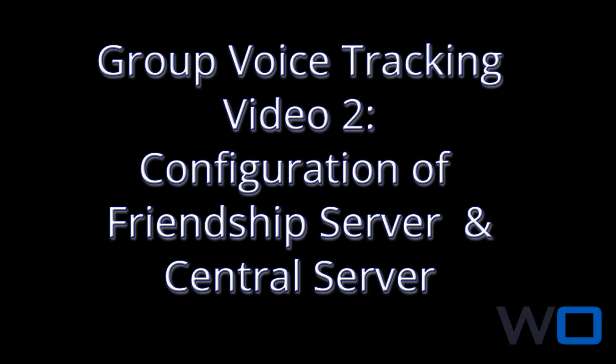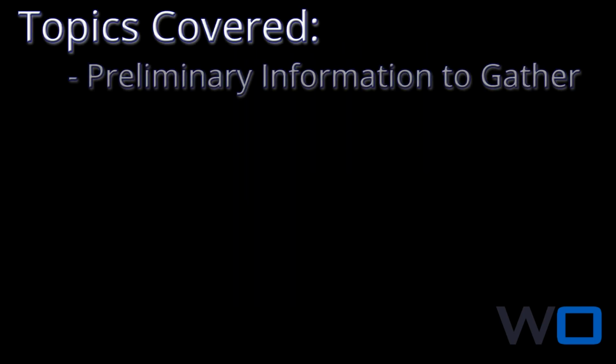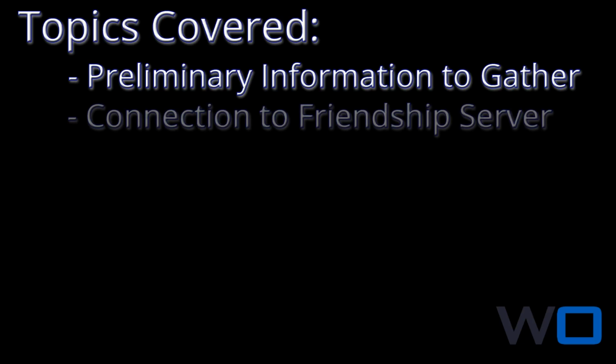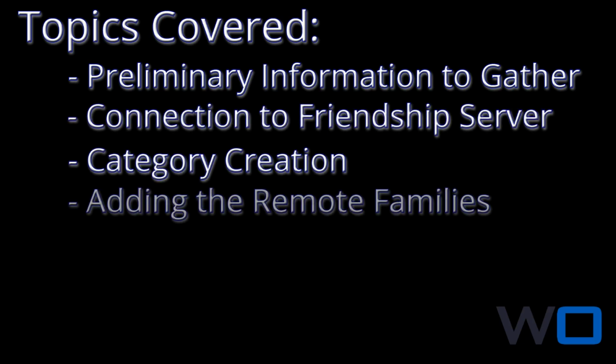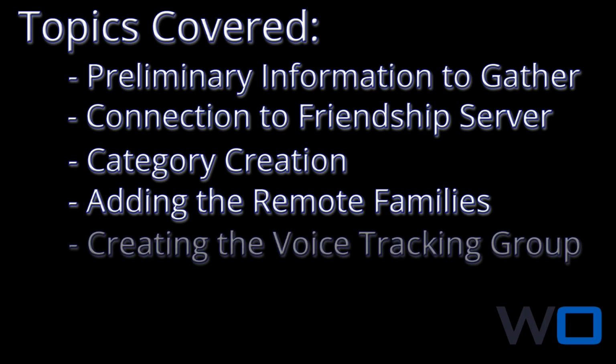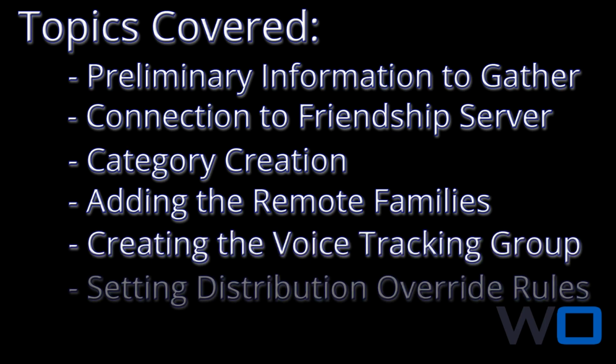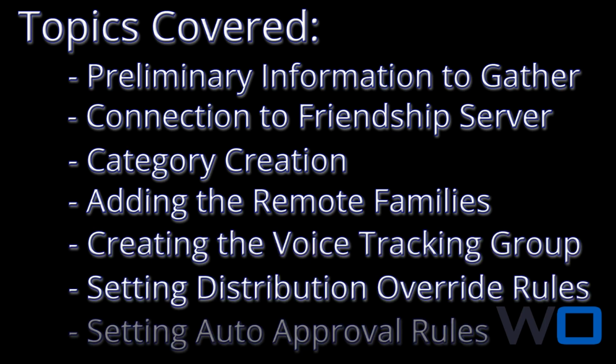This is the second video in our series for setting up and configuring group voice tracking. Today we will be covering the configuration within Central Server. We will cover preliminary information to gather ahead of time, connection to a friendship server, category creation, adding the remote families, creating the voice tracking groups, setting distribution override rules, and lastly, the auto approval rules.